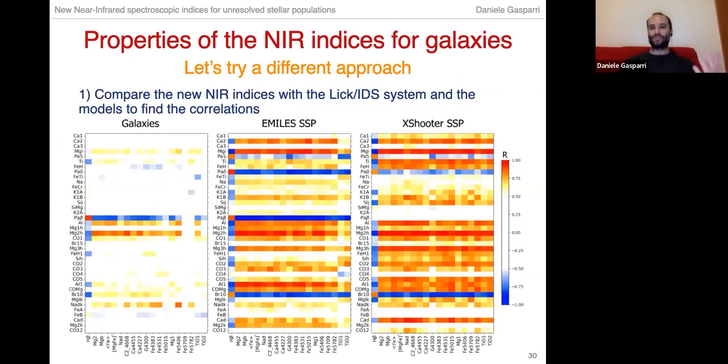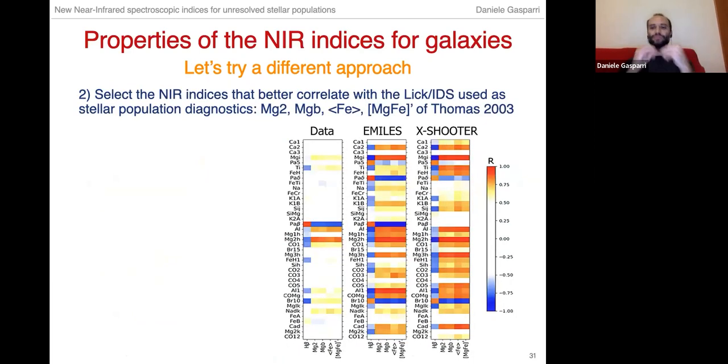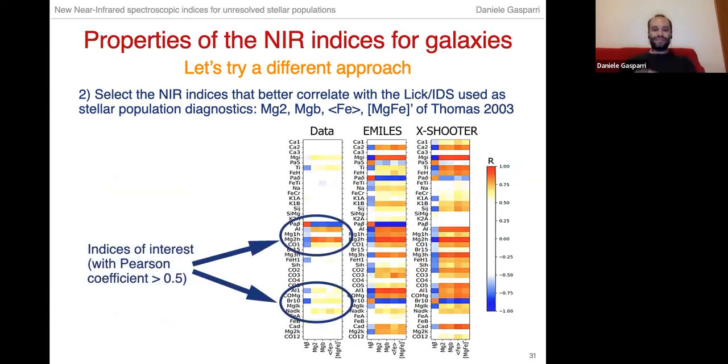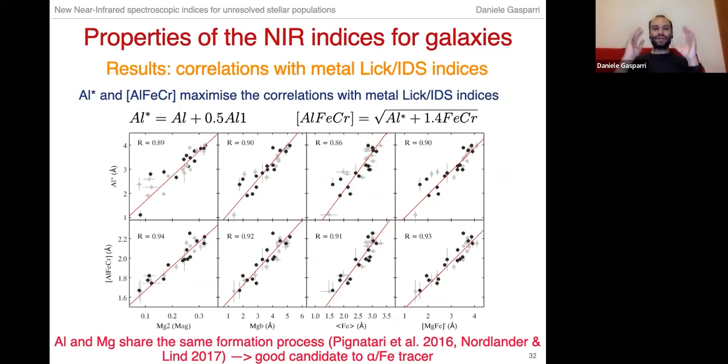So we try a different approach. The different approach is to compare the new near infrared indices with the optical indices for galaxies and models, so we have a basic idea of the correlations involved. We select the indices that most correlate with the optical Lick indices, and we start from here to build some composite indices. Here we have an example. The indices of interest are the Paschen beta, the magnesium, and the aluminum. From these indices, I just made some combinations to maximize the correlation with the indices used in the optical part of the spectra as stellar population diagnostics. And the results are here.